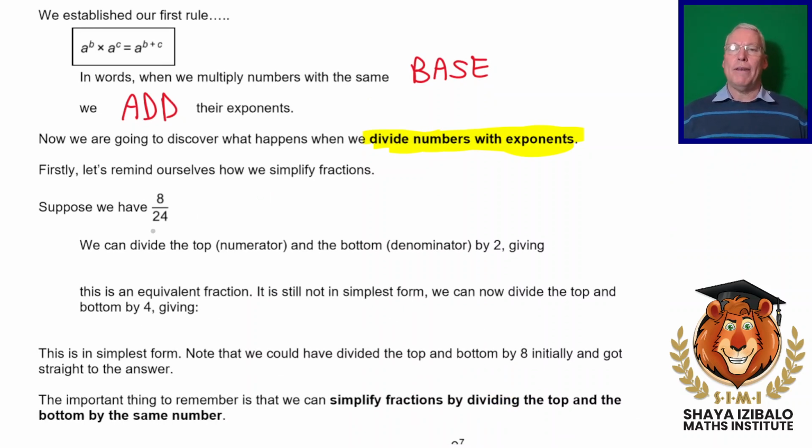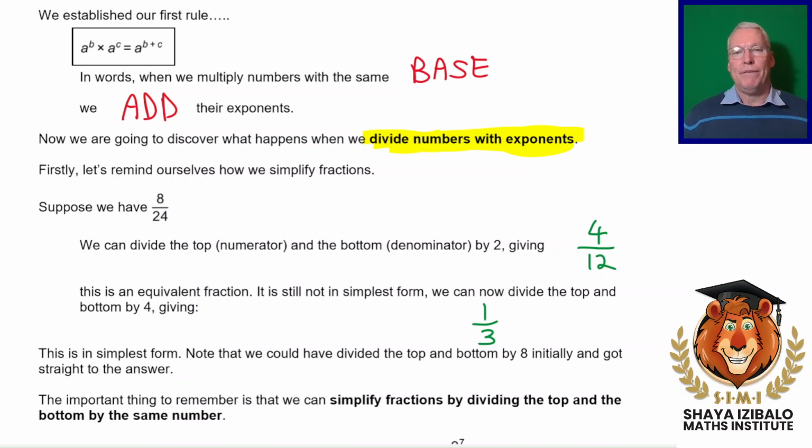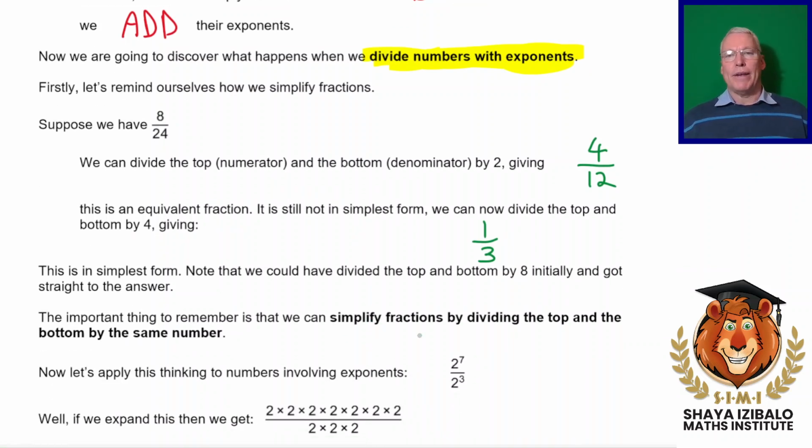Remember that if we've got a fraction, we can generate an equivalent fraction as long as we divide or multiply by the same amount. So for example, 8 over 24, we could divide the top and the bottom by 2 to get 4 over 12. That's equivalent. It's not in simplest form. We could multiply the top and the bottom by 4 now, and we'd get 1 over 3. And we could have gone directly there by just dividing the top and the bottom by 8. But remember that we can divide the top and the bottom by the same amount.